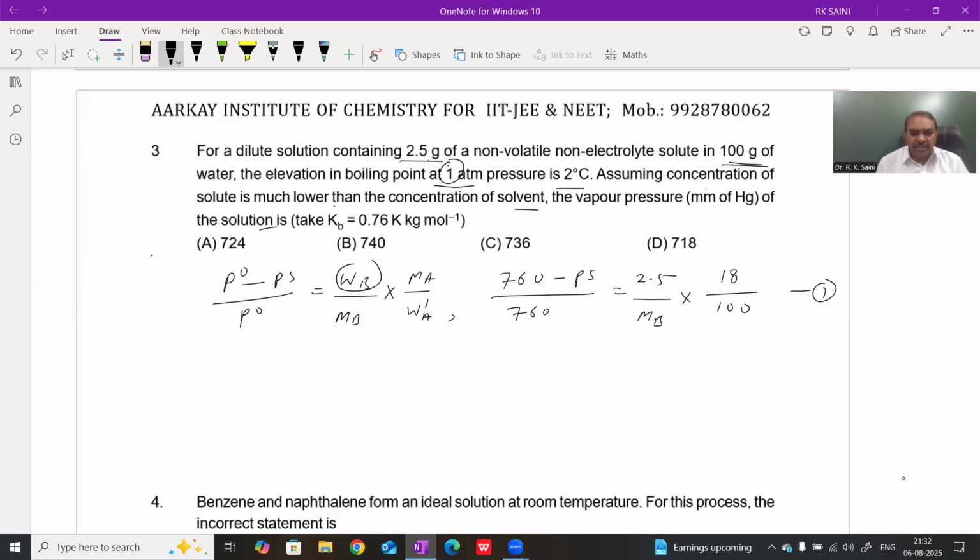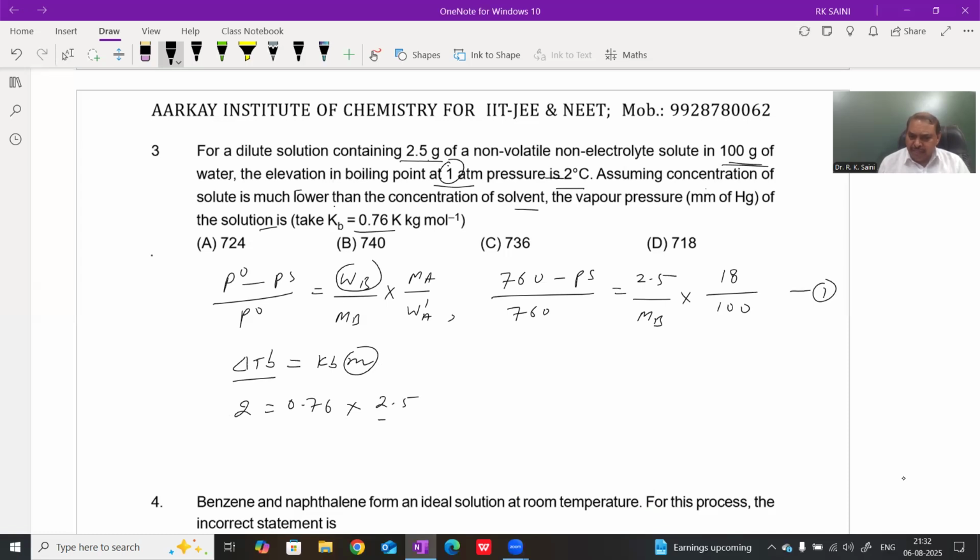Equation number 1. Similarly, for elevation in boiling point, elevation in boiling point equals Kb into m. Putting the values, delta Tb is given as 2 degrees centigrade, Kb is given as 0.76, and also find the molality.